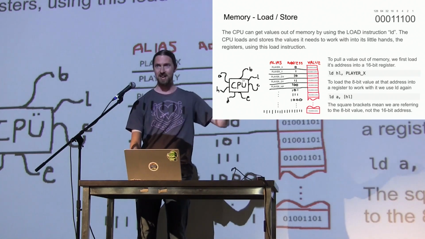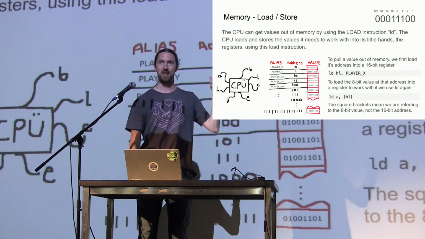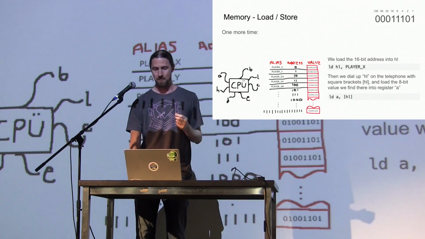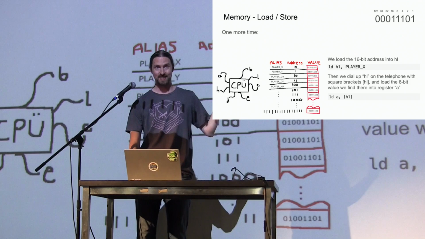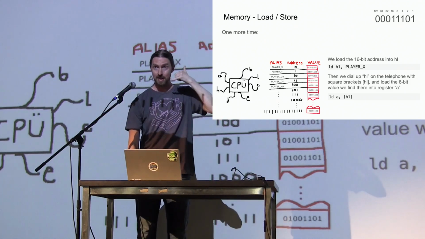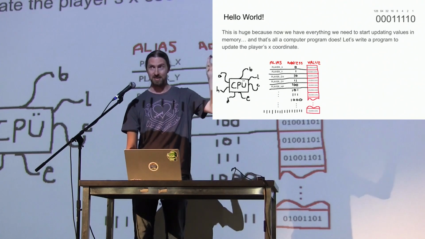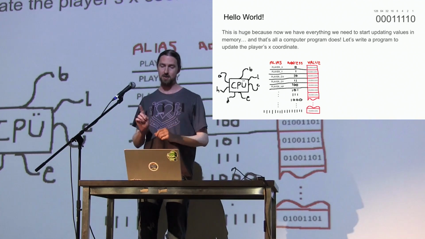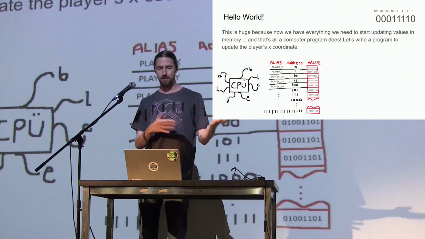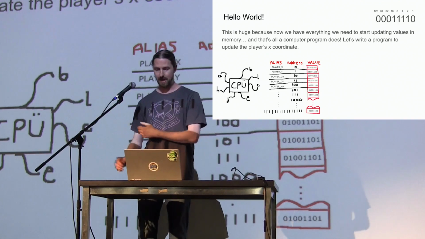So now load A, HL, is how we get the value, player X, into a hand, right? So that we can add it to something or whatever, operate on it. One more time. Player X is an address. HL is two hands. Then we dial up HL on the telephone. We get the value out. We load it into A. We're building to something. But this is already huge because now, just with that one instruction, you have everything that you need to start updating values in memory, loading values out of memory, adding them together, and then writing them back to memory.